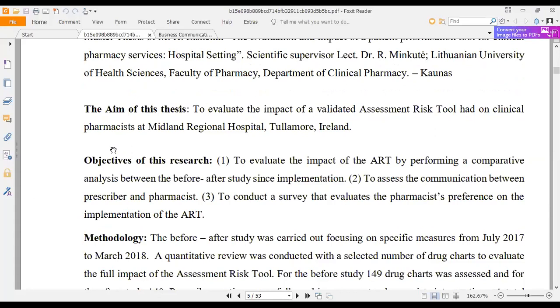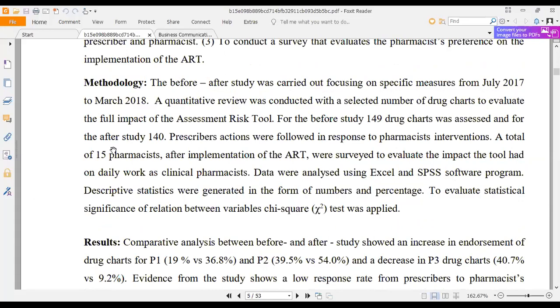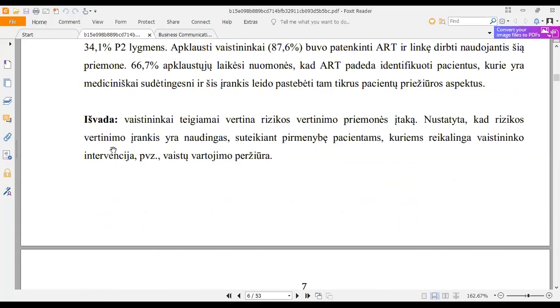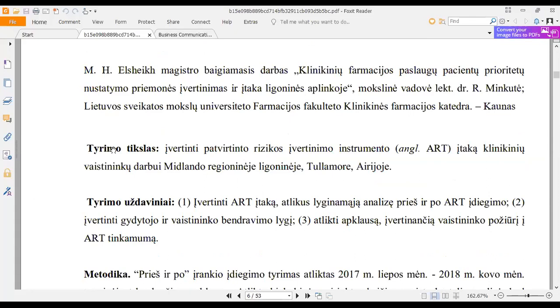Sometimes this is called the executive summary. And sometimes you put an abstract instead of a summary, because this is written in some European country. So you can see that every page has also a translated page.